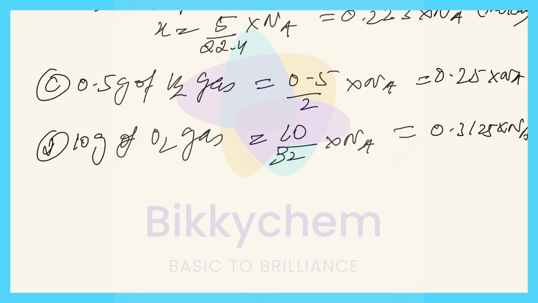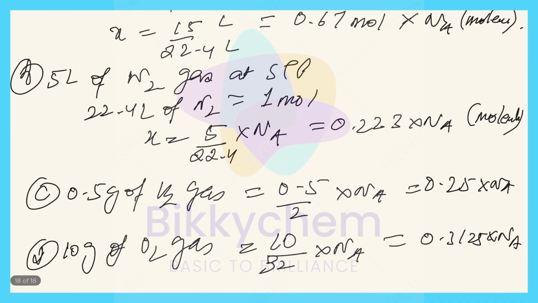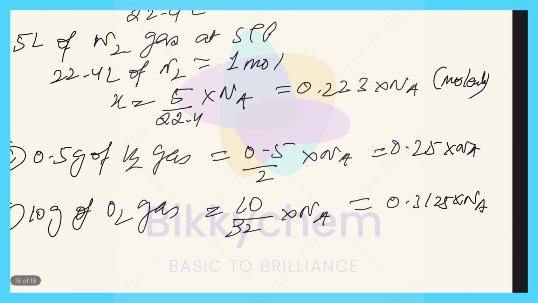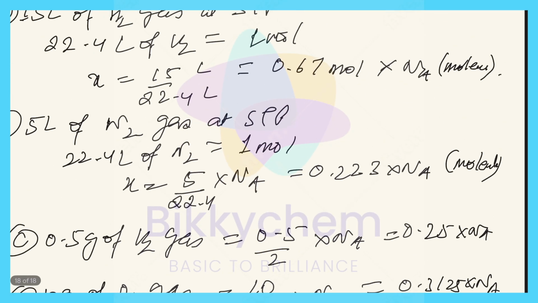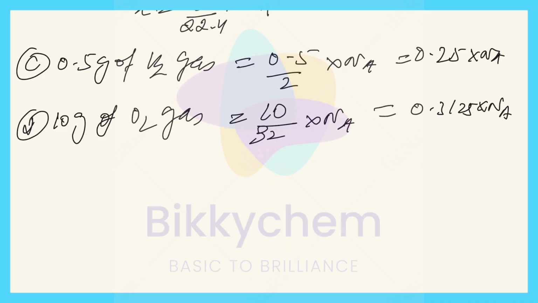So if we see all the options, that is 0.67, 0.223, 0.25, 0.3125. That means the option A will be the highest one. So hence option A.